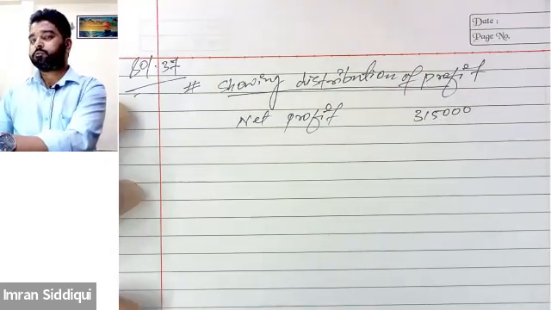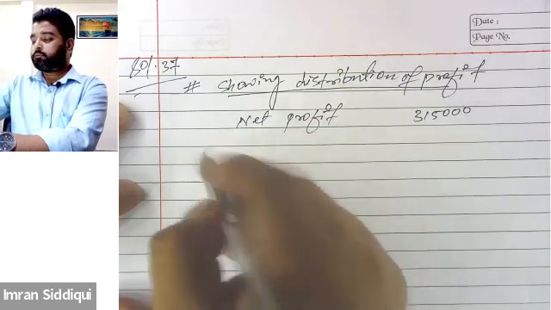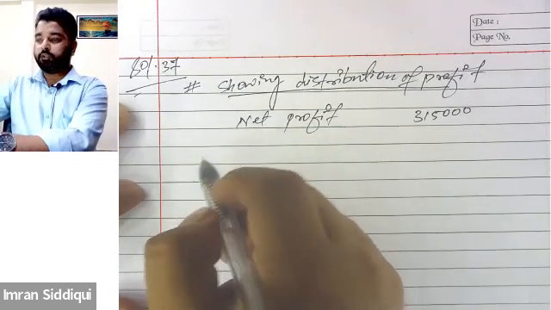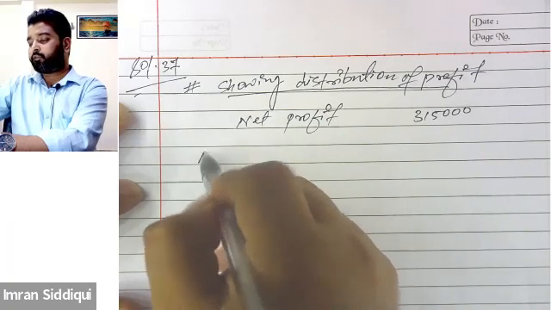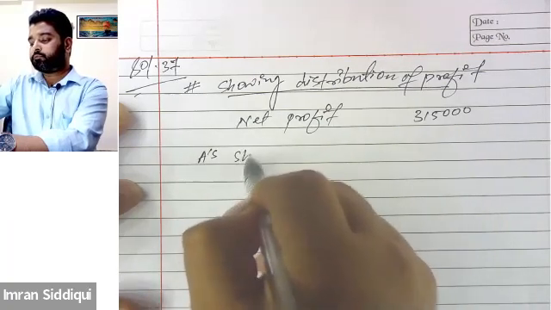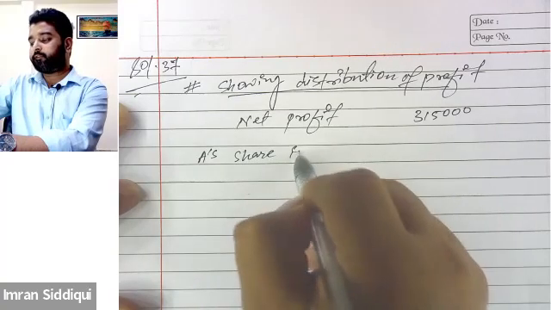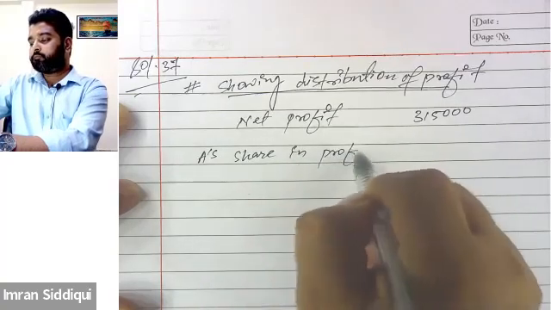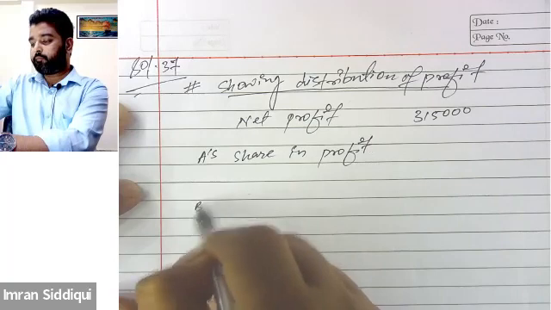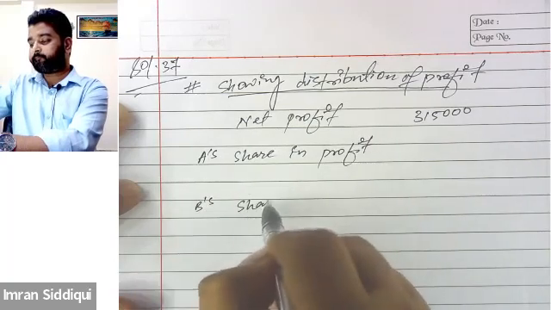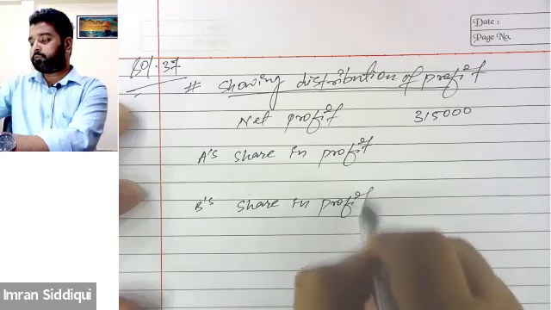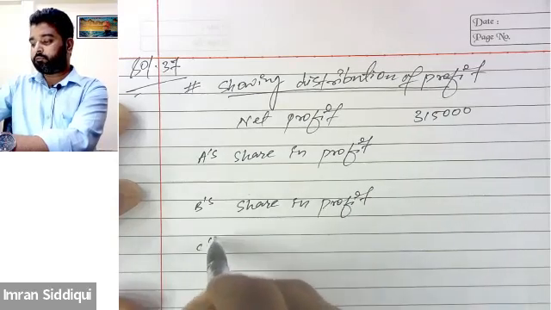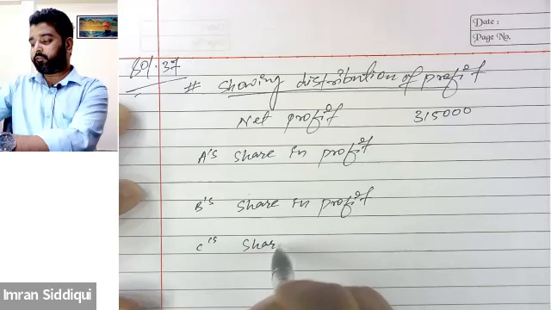3,15,000. So out of this, we will first of all find out A's share in profit, then B's share in profit, and then finally C's share in profit.